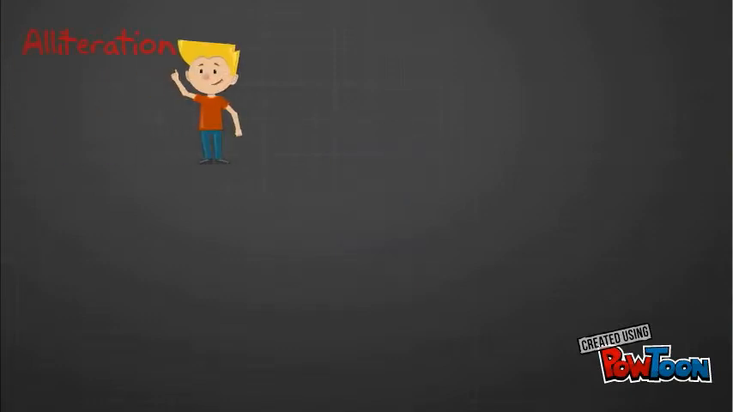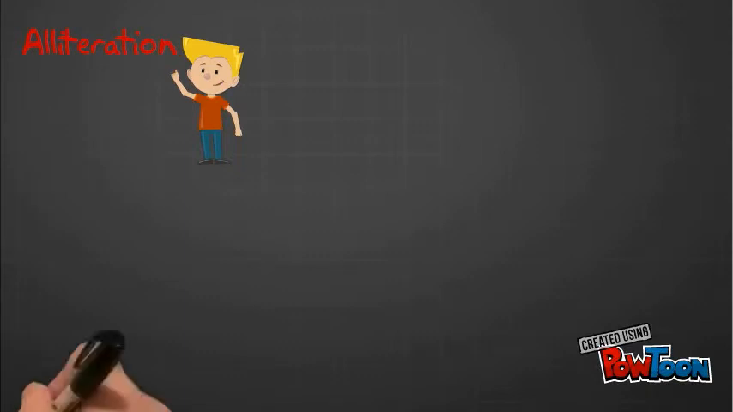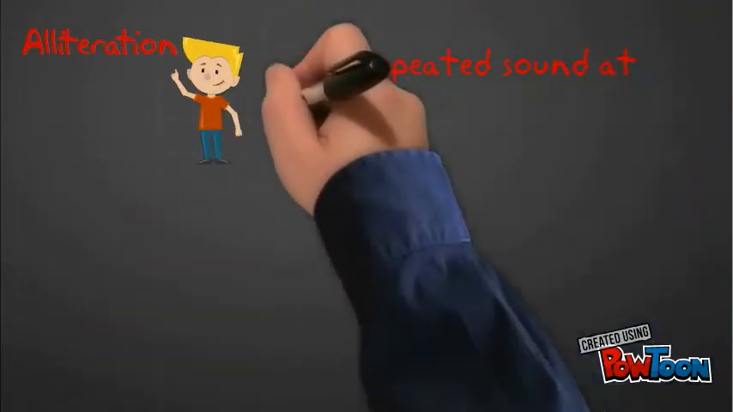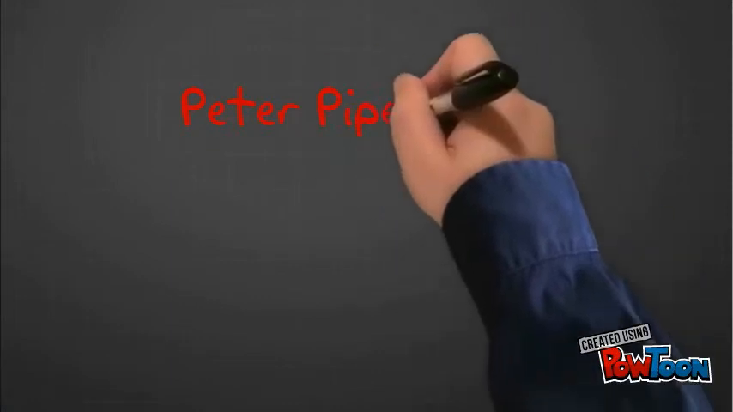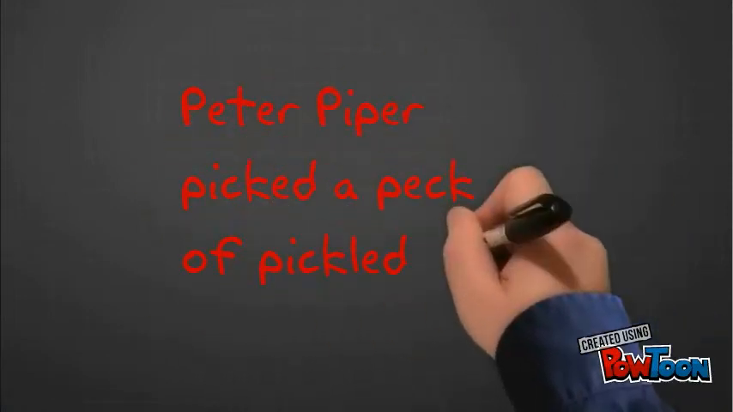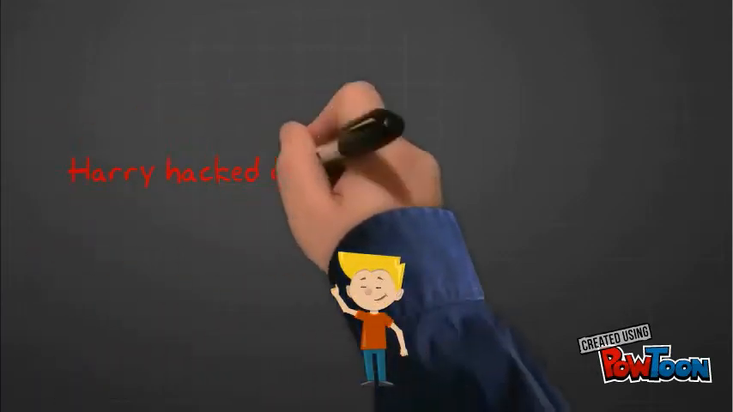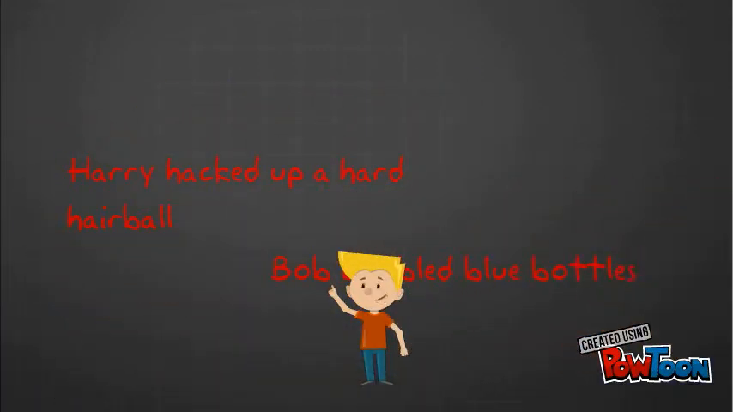Next up is alliteration, which probably seems pretty familiar. Alliteration is the repeated sound at the beginning of words near each other. You may be familiar with the phrase, Peter Piper picked a peck of pickled peppers, which is an example of alliteration. Other examples that I made are maybe, Harry hacked a hard hair ball, or Bob bubbled blue bottles.